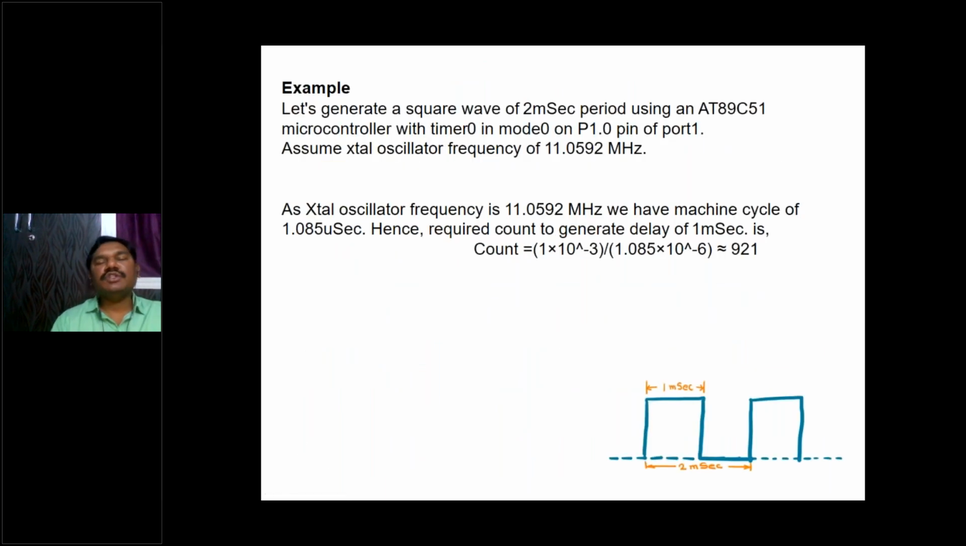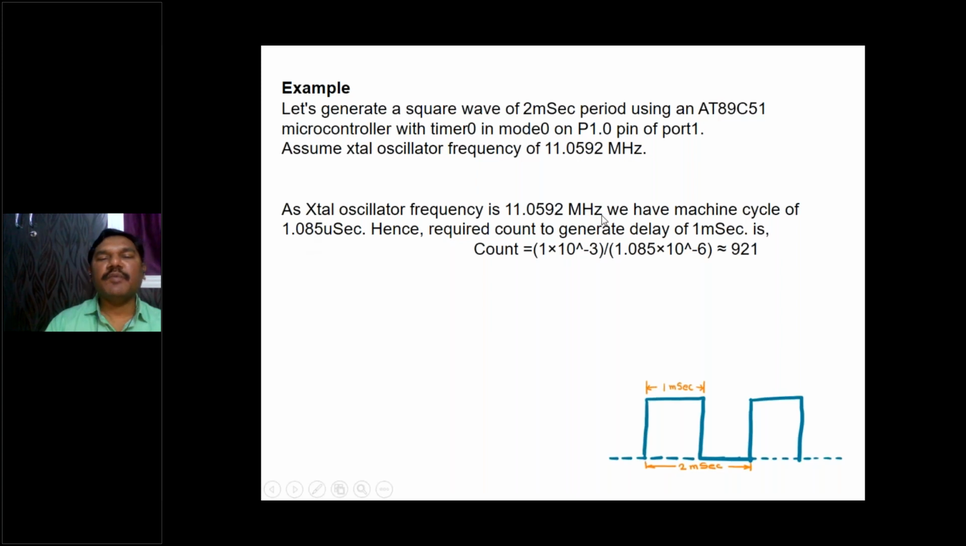Right, now in mode 0, how to generate a square wave? Suppose I want to explain how to generate a square wave using this mode 0 operation. Okay. So let's generate a square wave of 2 milliseconds period using the microcontroller with timer 0 in mode 0 on the P1.0 pin of port 1. Assume a crystal oscillator frequency of 11.0592 megahertz.